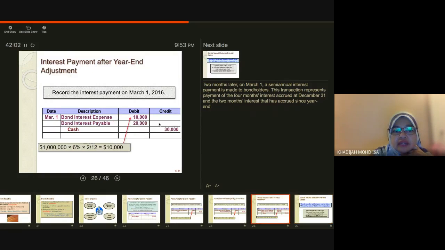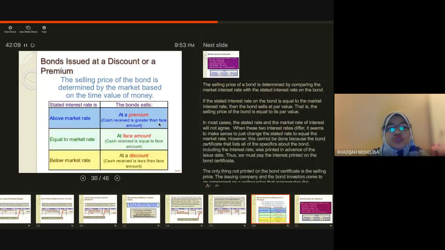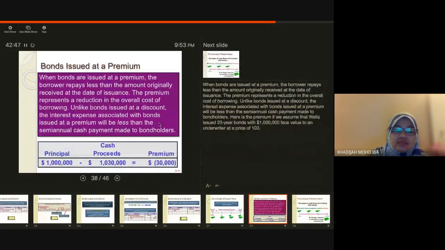I don't want to go into very much detail on these bonds. I think I will stop on bonds, but there is a lot about bonds. Bonds issued at par, bonds issued at discount, bonds issued at premium. So let's say the stated interest rate is above market rate. Normally the market rate is 10%, but your bond is issued at 12%, and people still want to pay for it. So you say that it is issued at premium. If it is equal to market rate, it is at face amount, but below market rate is at discount. But I do not want to go into detail on this, so I will skip it. Amortization, everything, this one is very, very technical.